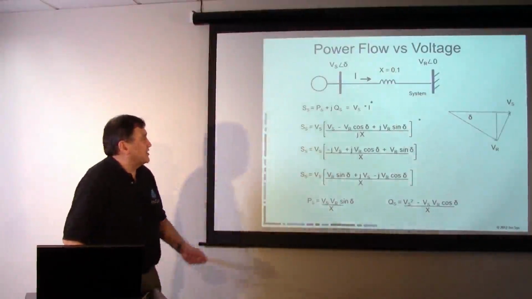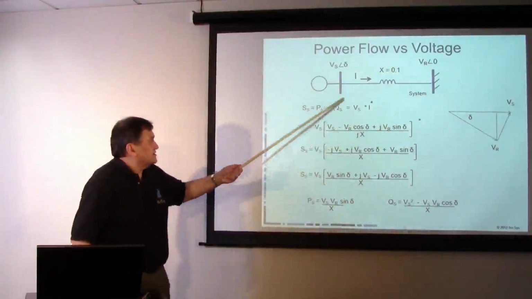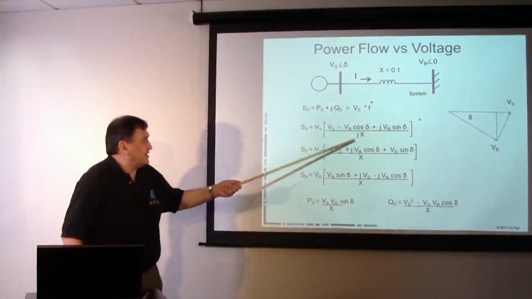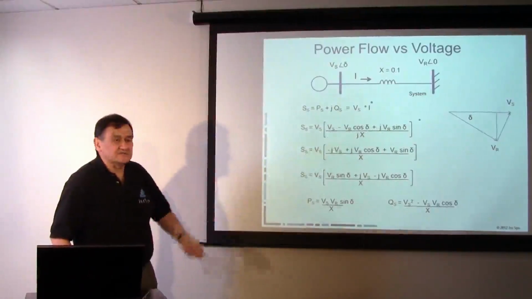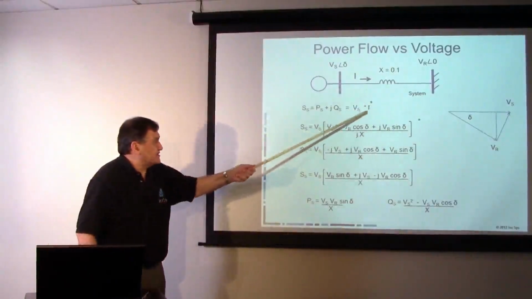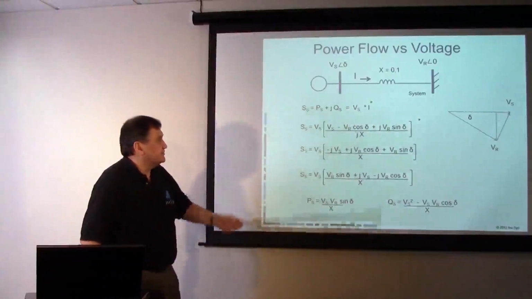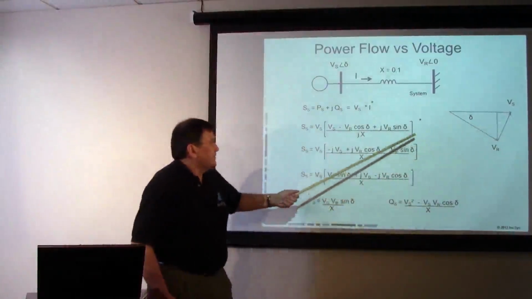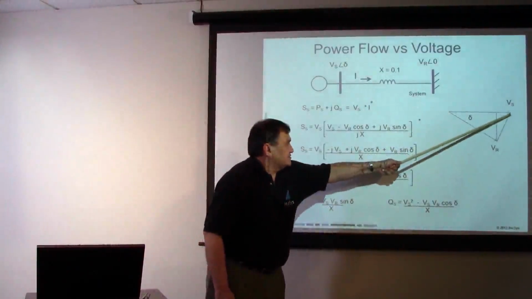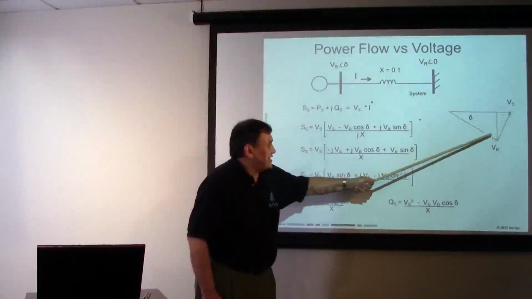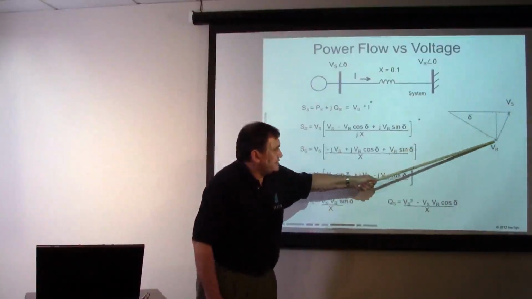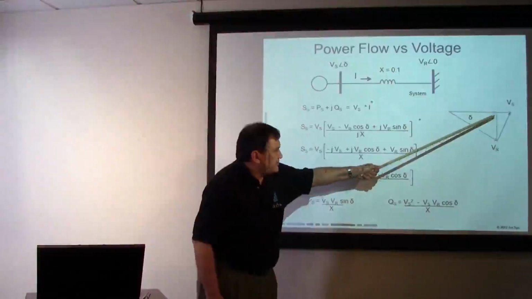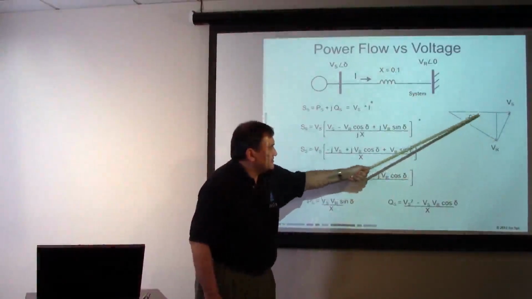So basically what we're doing here is we're saying that the current in this line is this value here divided by j times the reactance of impedance. We're taking the current and saying it's the voltage difference, and this voltage difference, if you'll bear with me, is the source voltage magnitude minus this vector times the cosine of the angle. That magnitude there is that vector times cosine of the angle.